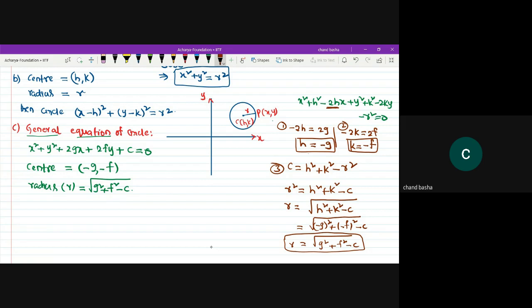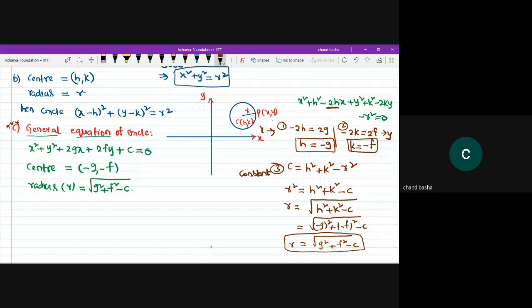Already we proved it. When I'm comparing this with the standard or general form, in place of 2h, what do I have? The x coefficient. What is 2f? This is the y coefficient. What is meant by C? It is the constant value. These are the three parameters you are going to compare to get the generalized form of equation B. So whenever we have the equation in terms of C, it is the most frequently used concept in future, that is in 11th and 12th standard.